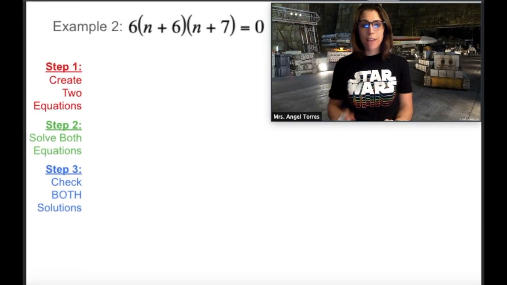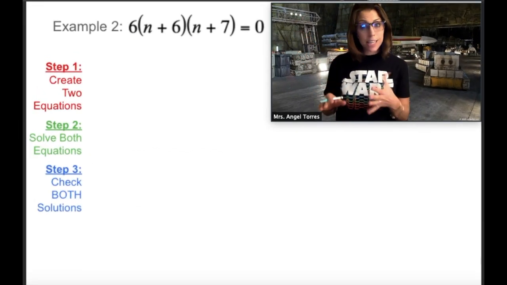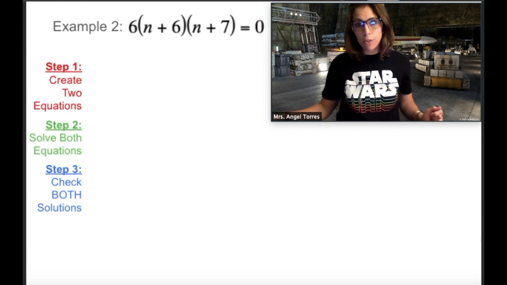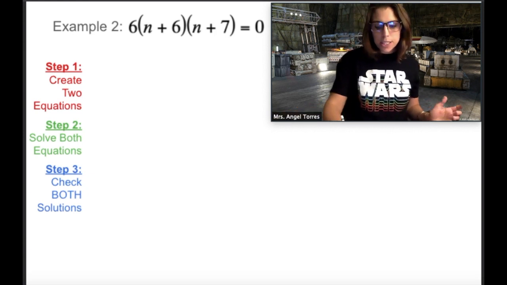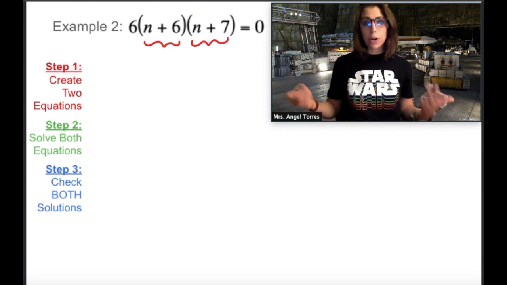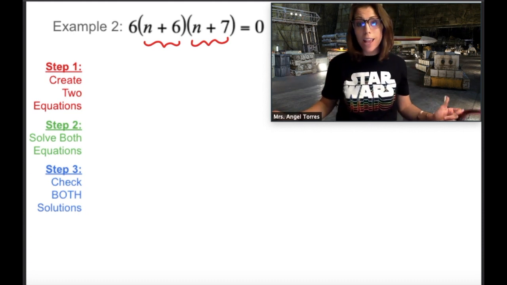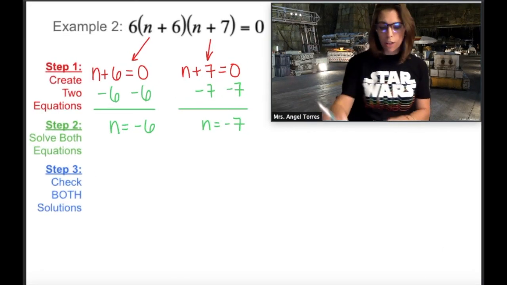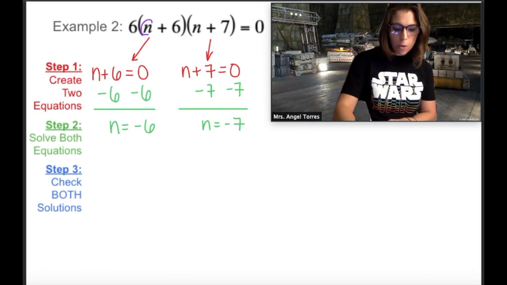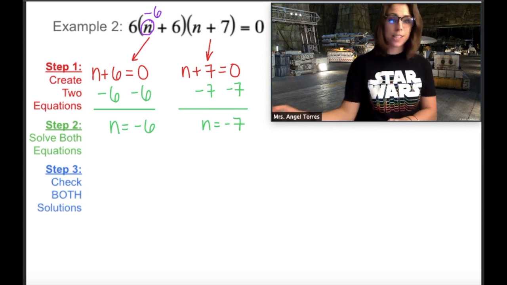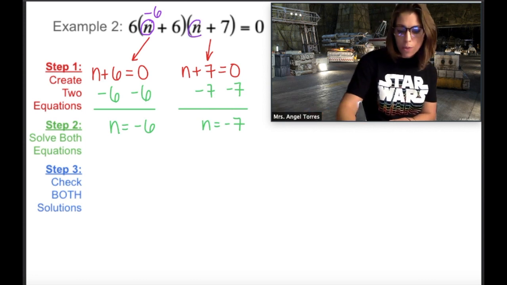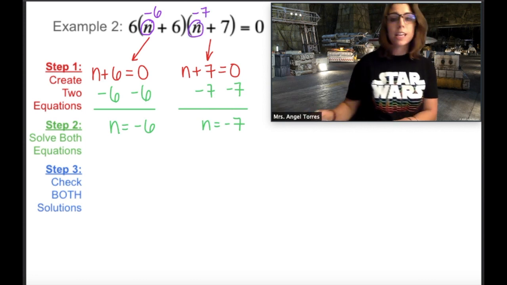Here we have example 2. It's still in intercept form, even though we have a coefficient out in front. So you're still trying to find the values of n that make this equal to 0 according to the zero product property. You can either do this by solving or you can do it with mental math. Either way, give this one a shot now. Here I have it solved, but you could have also figured out that the only number plus 6 that makes 0 is -6, and the only number plus 7 that makes 0 is -7.